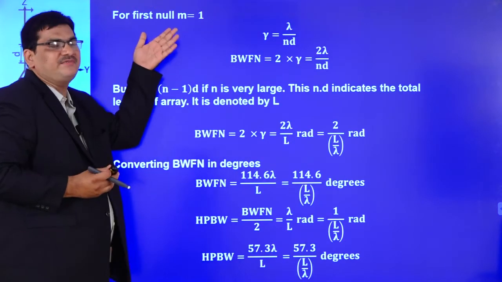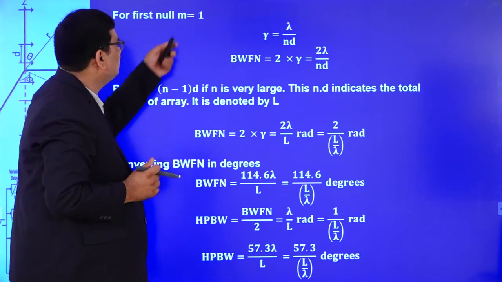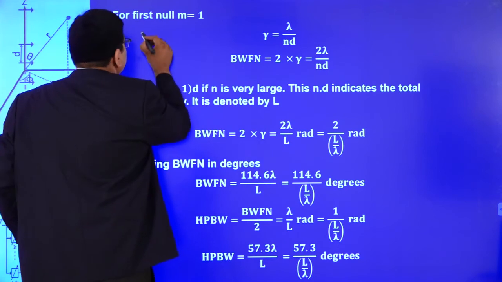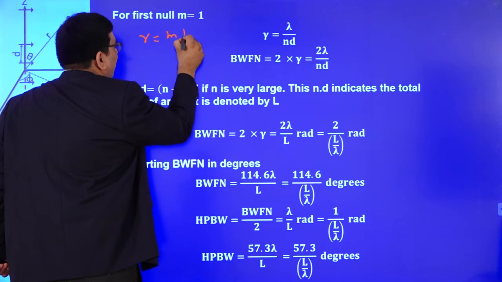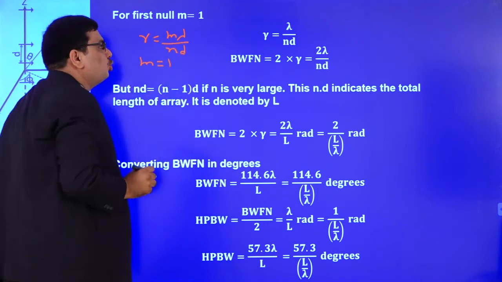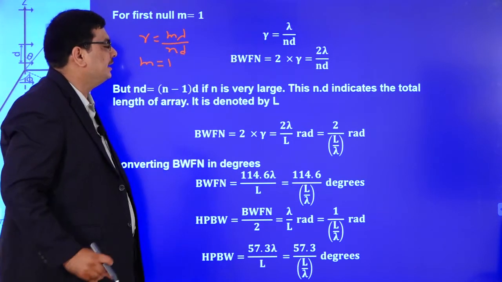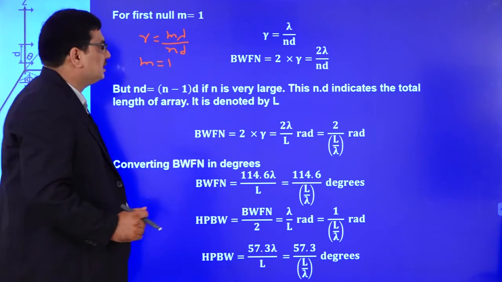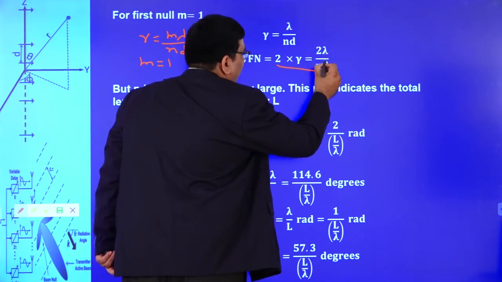To find the first null, in that expression we place m equal to 1. From this expression, zeta is equal to m lambda by nd. If you substitute m equals 1, it becomes zeta equal to lambda by nd, and your first null beam width is always 2 times zeta, that is 2 into lambda by nd.